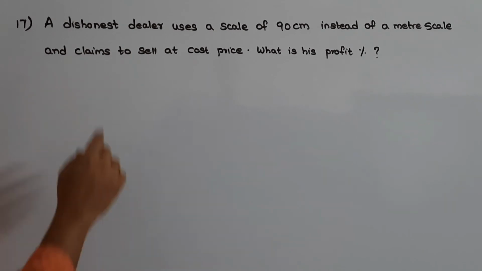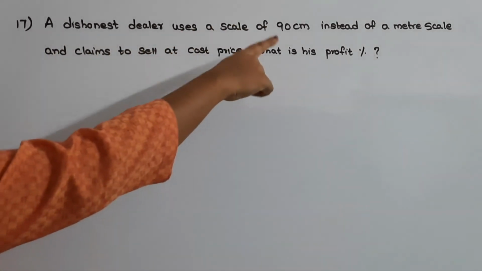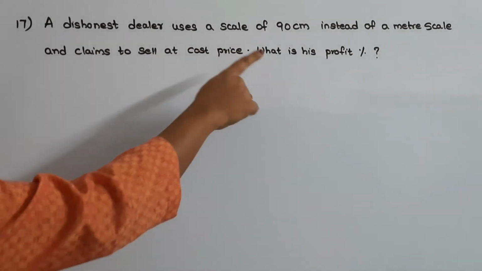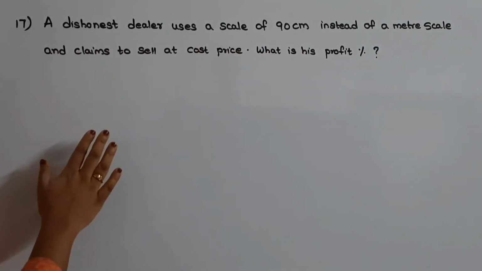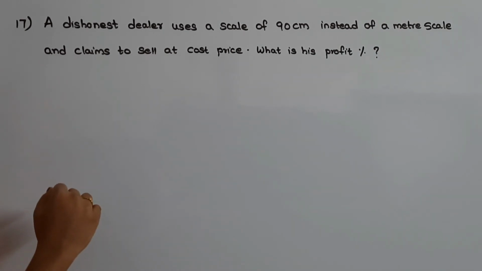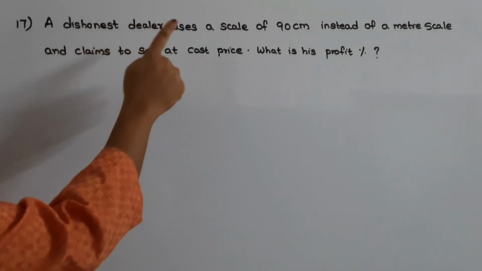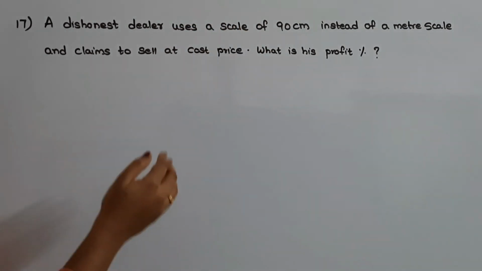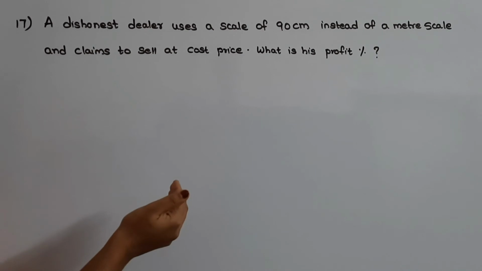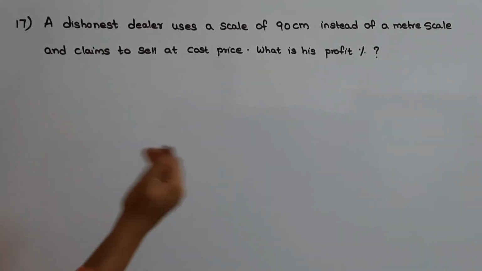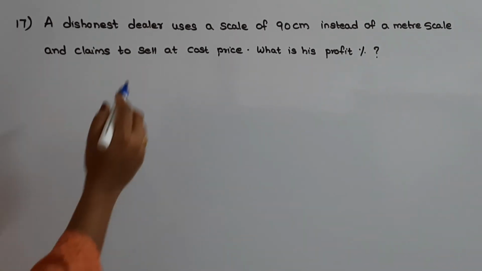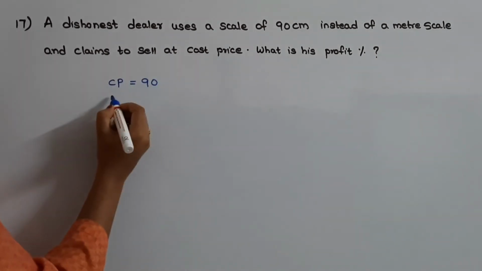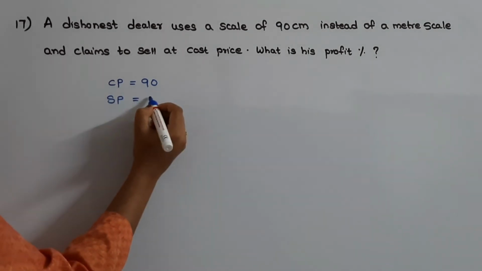The next question is, a dishonest dealer uses a scale of 90 cm instead of a meter scale and claims to sell at cost price. What is his profit percentage? This question is similar to the previous one. Here the dishonest dealer uses a scale of 90 centimeters instead of a meter scale, which means he uses 90 centimeters instead of 100 centimeters. So let us directly take the cost price as 90 and the selling price as 100.